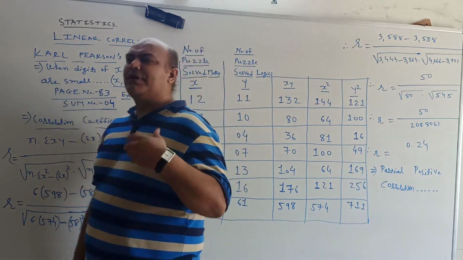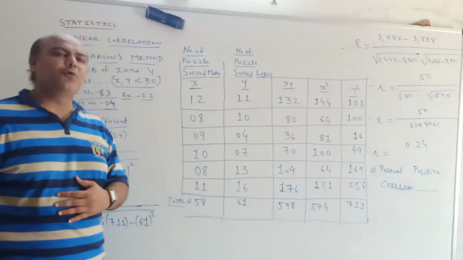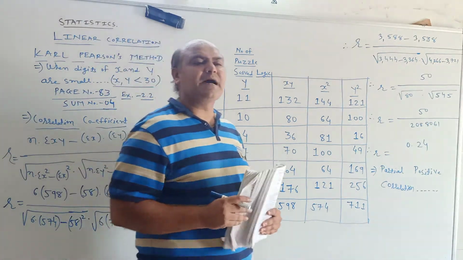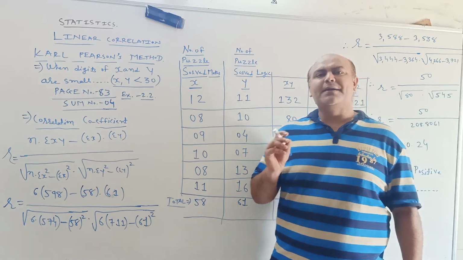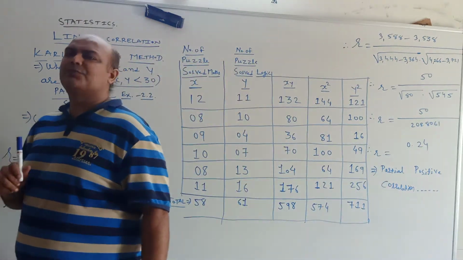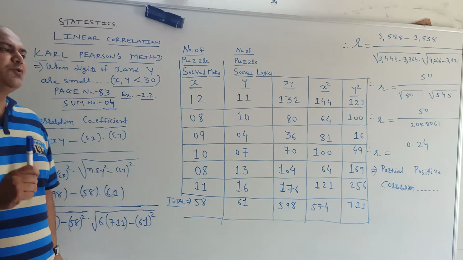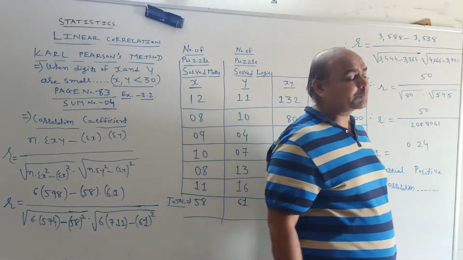When x bar and y bar are integers, we apply the formula for the correlation coefficient, that is r is equal to sigma (x minus x bar) into (y minus y bar) upon under root sigma (x minus x bar) square into under root sigma (y minus y bar) square.